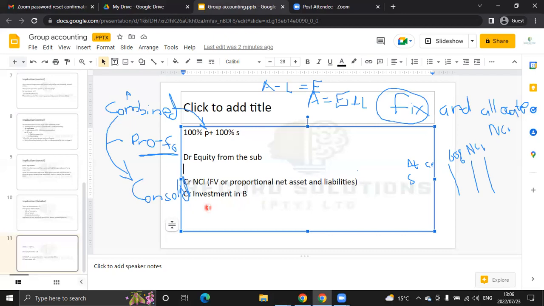You're gonna credit what? Basically a gain on bargain purchase, right? That's what you're gonna credit, a gain on bargain purchase, because what happens is you got a gain on this purchase. That's why it's a gain on bargain purchase, and you credit it to SCE, right?